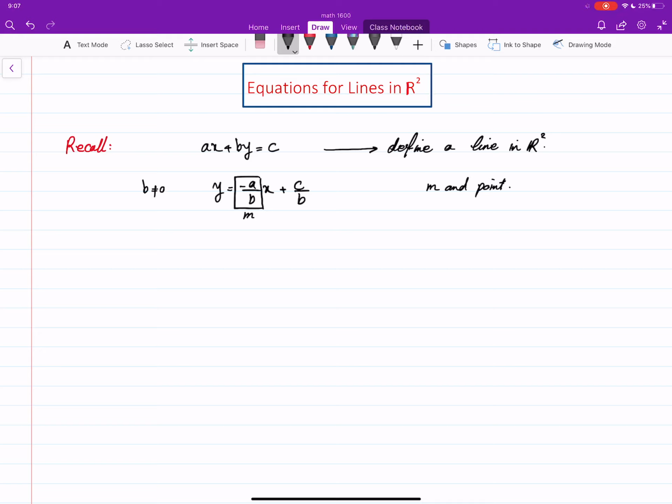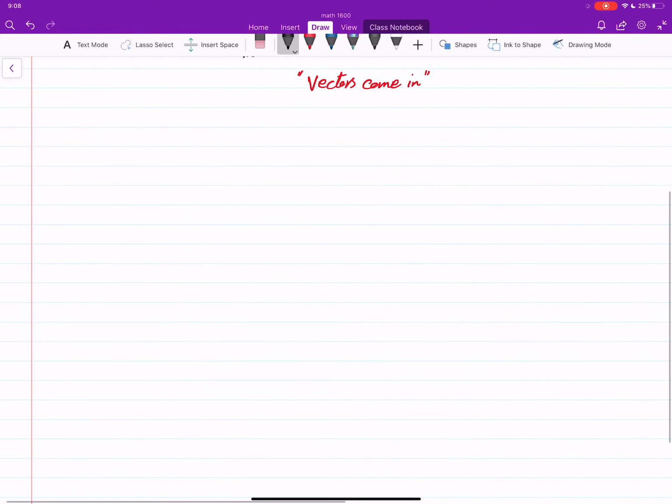But this slope picture, with slope as one number, is something which works only in R2. If you go to higher dimensions, then the slope as a number won't work anymore. To be able to write equations for a line in R2 that can be generalized in higher dimensions, we need to bring in vectors. So how does this happen? To write an equation or describe a line using vectors, we have two separate pictures. One is using a direction vector, and two is using a normal vector.